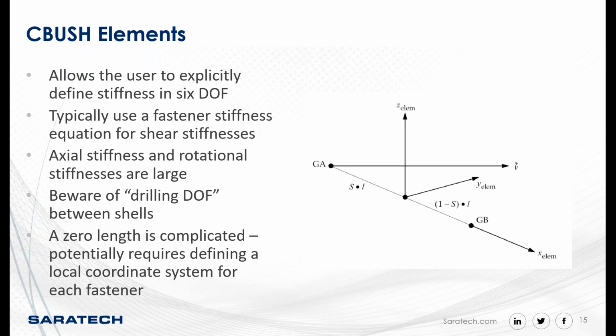If you actually have a zero length, if you have the two ends of your fastener coincident with each other, which you can do, that complicates life because now you lose that axial element coordinate system. So it's nice to have a little separation at a minimum between the two nodes so that you can resolve an axial load from the shear loads.